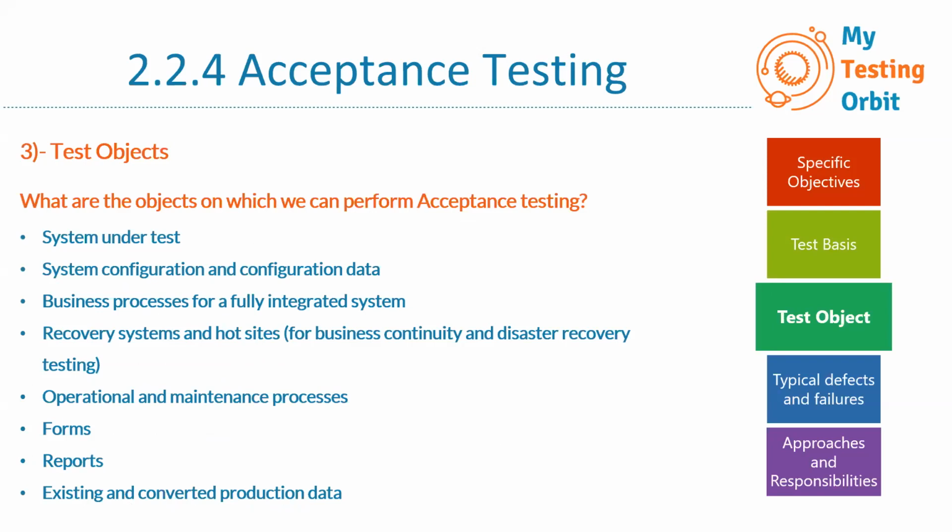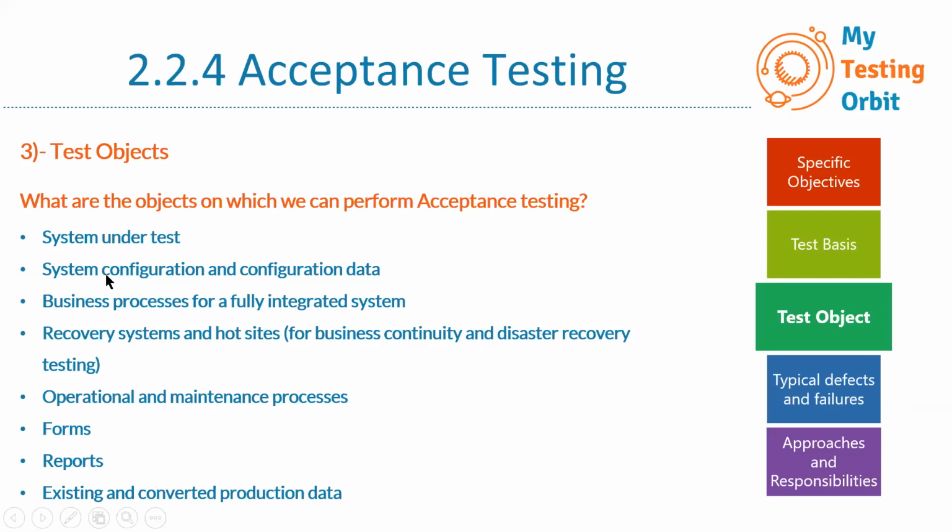Next is test objects. What are the objects on which we can perform acceptance testing? Just like system testing, we do need some test objects in order to perform acceptance testing as well. This can be a system, which is also known as the system under test, abbreviated as SUT. It's nothing else but a system which needs to be tested.